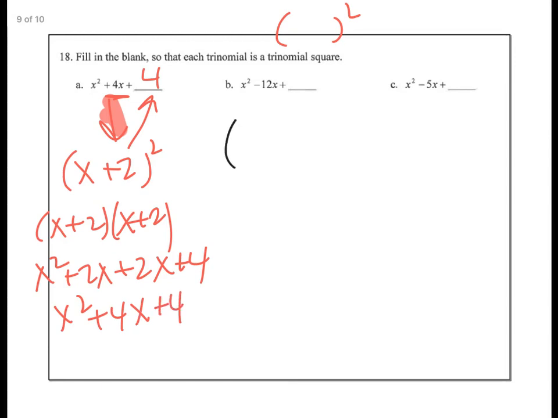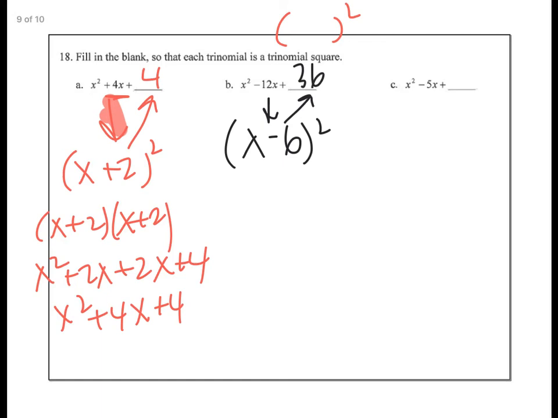For the middle one, I'm going to have x plus or minus something. I take half of that, which is -12, gives me -6, and then I square that -6 to get what goes in the blank, so it gives me a 36 there. There's my perfect square trinomial.